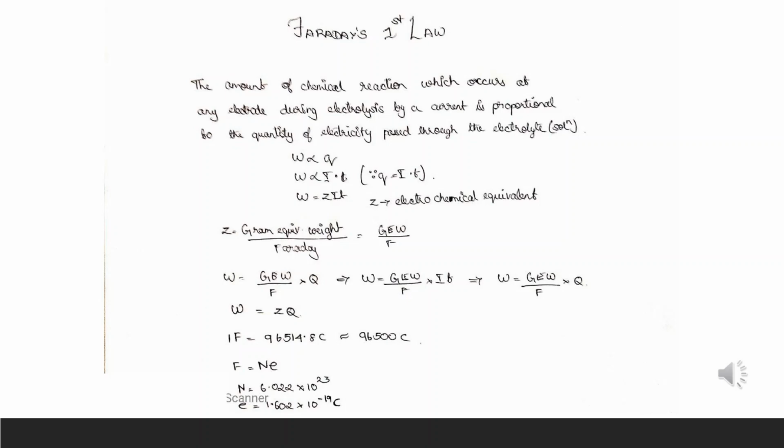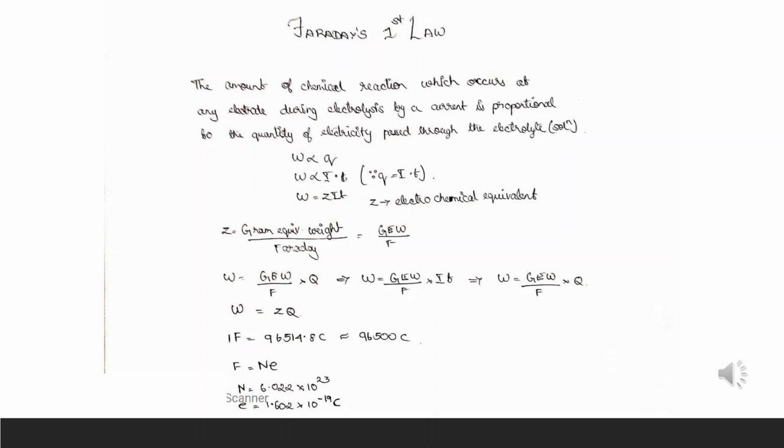We can write that W equals Z into IT, where Z is the electrochemical equivalent, gram equivalent weight by Faraday. W equals gram equivalent weight by Faraday into Q, which can also be written as W equals gram equivalent weight by F into IT, since Q equals IT.